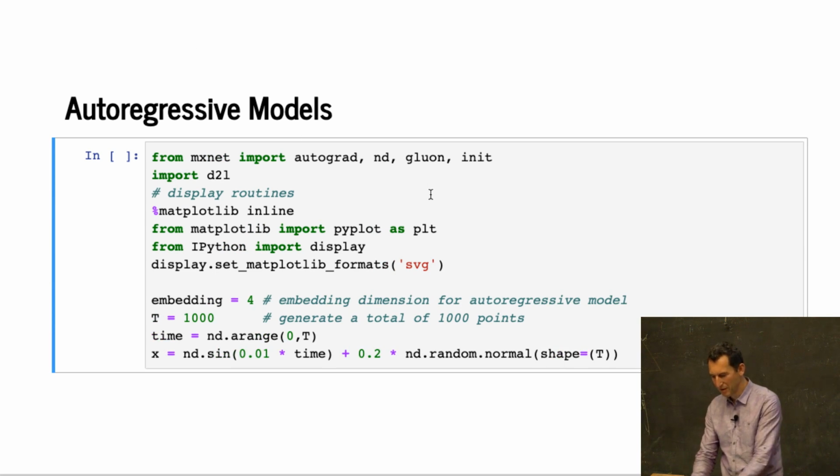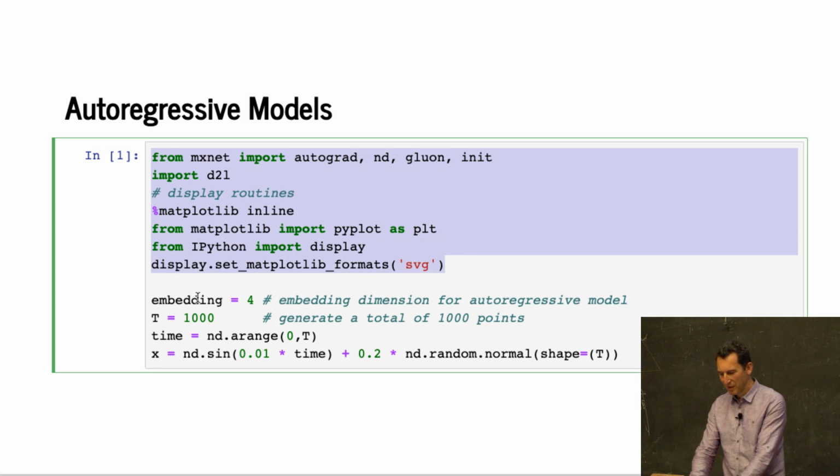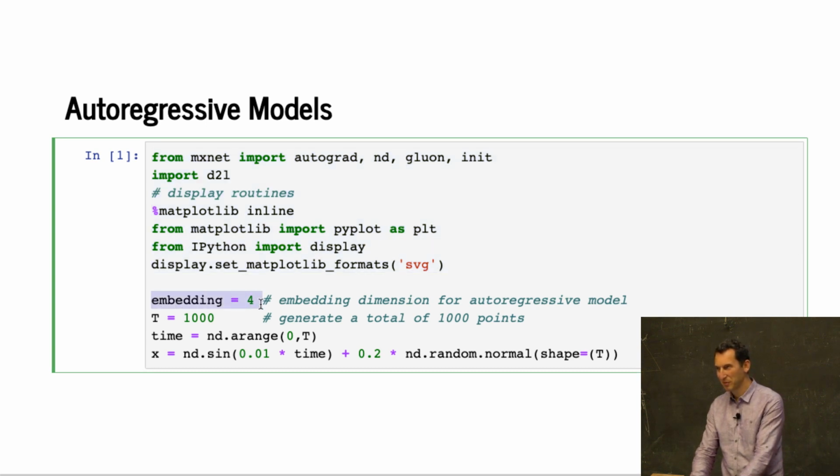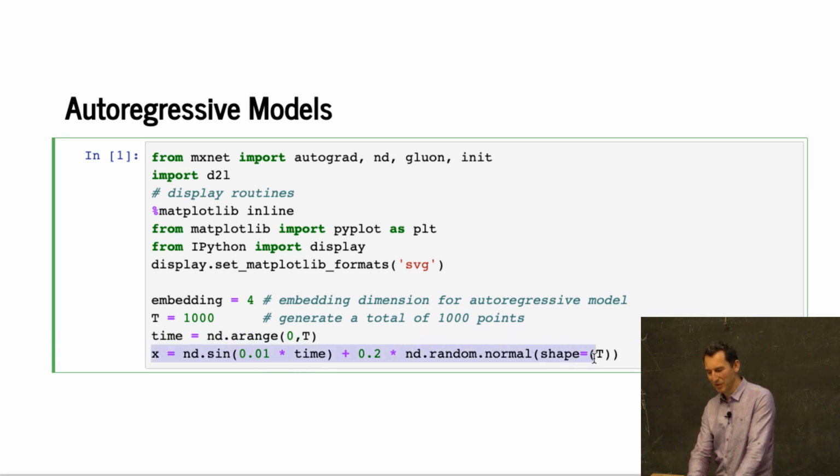Okay, so let's see. I'm going to generate some data. Let me just quickly run this. So I'm doing my usual import ritual, right? This is just to make sure everything displays nicely. I'm going to pick a 4-dimensional embedding, so tau equals 4, so I'm going to look at the 4 previous observations. I'm going to generate 1,000 points in total, nicely evenly spaced. And the data is going to be utterly boring, namely it's just going to be a sine curve plus some noise added. Okay? So it's pretty boring.